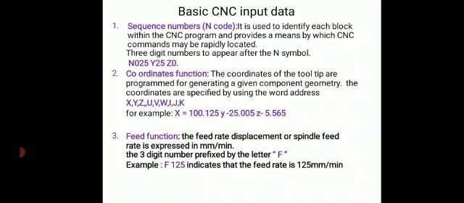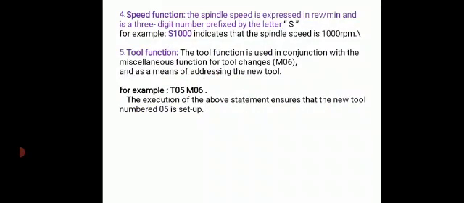Then the feed function. The feed rate, displacement or spindle feed rate, is expressed in mm per minute. It is a 3-digit number prefixed by the letter F. Example, F125 indicates the feed rate is 125 mm per minute. Speed function. Spindle speed is expressed in revolutions per minute and is a 3-digit number prefixed by the letter S. For example, S1000 indicates the spindle speed is 1000 rpm.